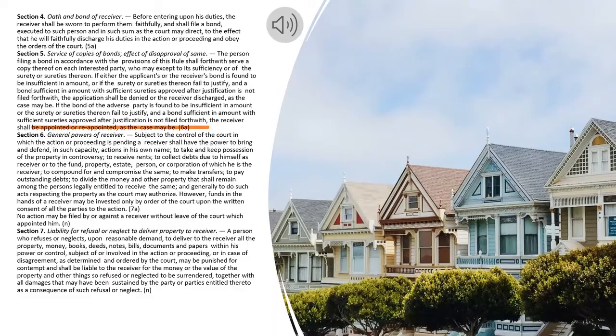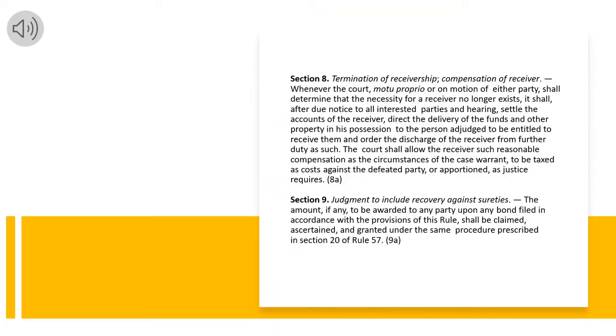Section 8. Termination of receivership, compensation of receiver. Whenever the court, motu proprio, or on motion of either party, shall determine that the necessity for a receiver no longer exists, it shall, after due notice to all interested parties and hearing, settle the accounts of the receiver, direct the delivery of the funds and other property in his possession to the person adjudged to be entitled to receive them and order the discharge of the receiver from further duty as such.